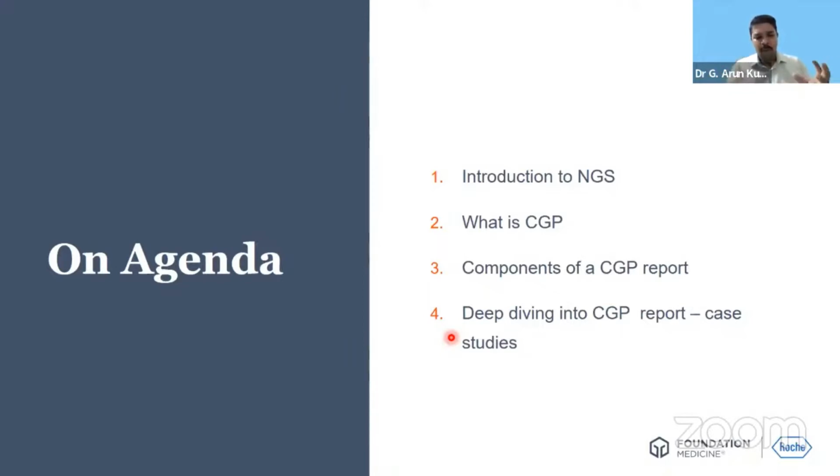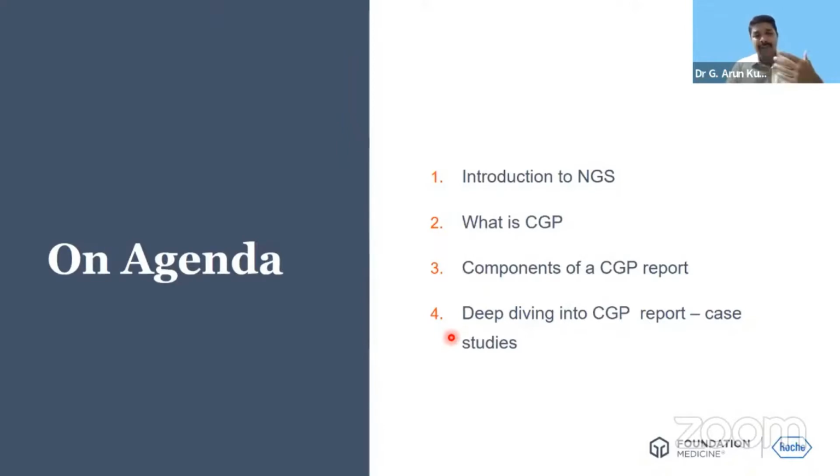Followed by what are the components of the report, a brief outlook of the report, overview of the report. Then I will deep dive into two particular cases of comprehensive genomic profiling reports and how one can exploit the report to the best possible way so that the maximum information is extracted out of a report.